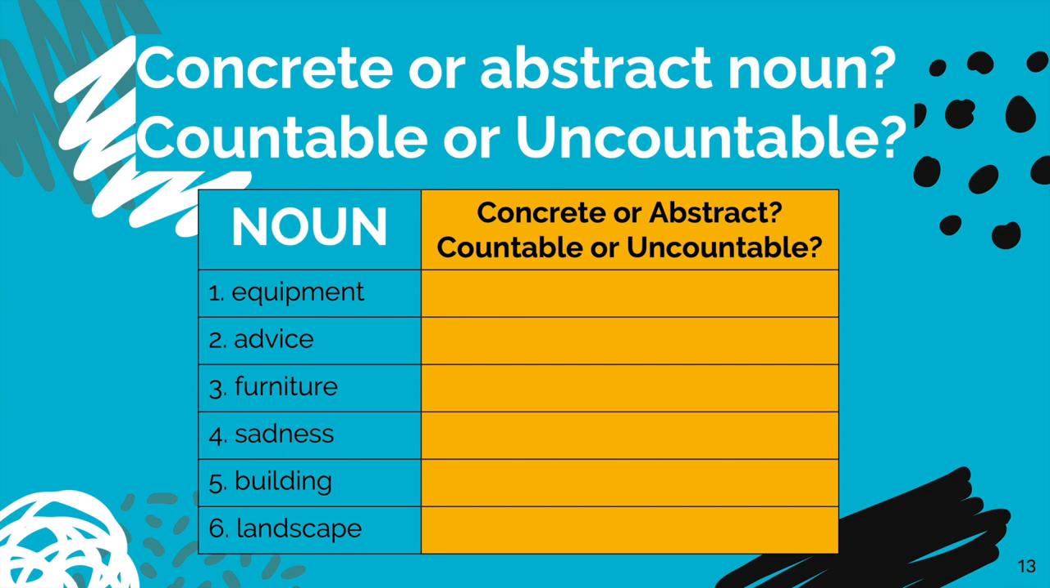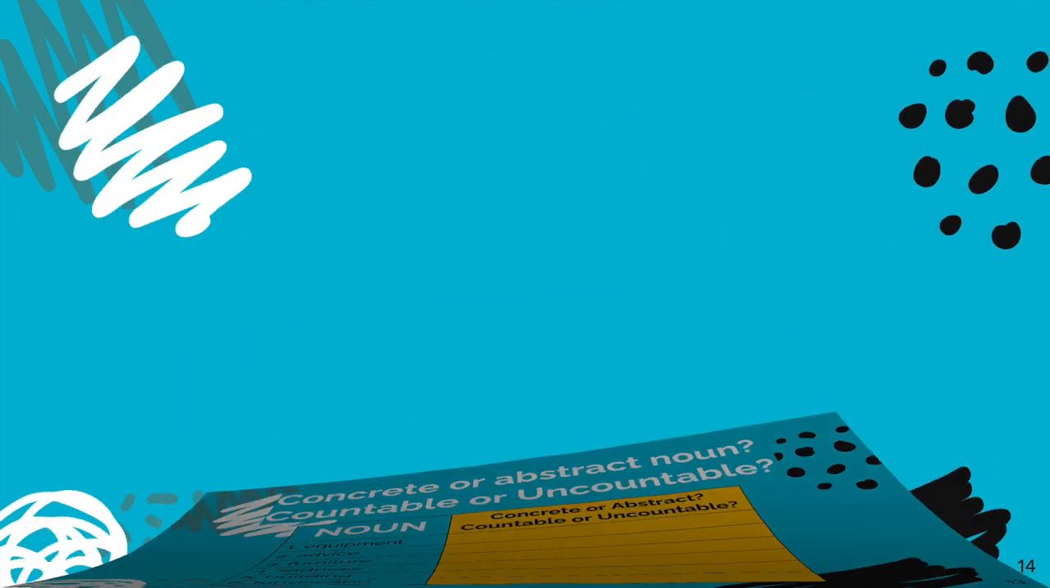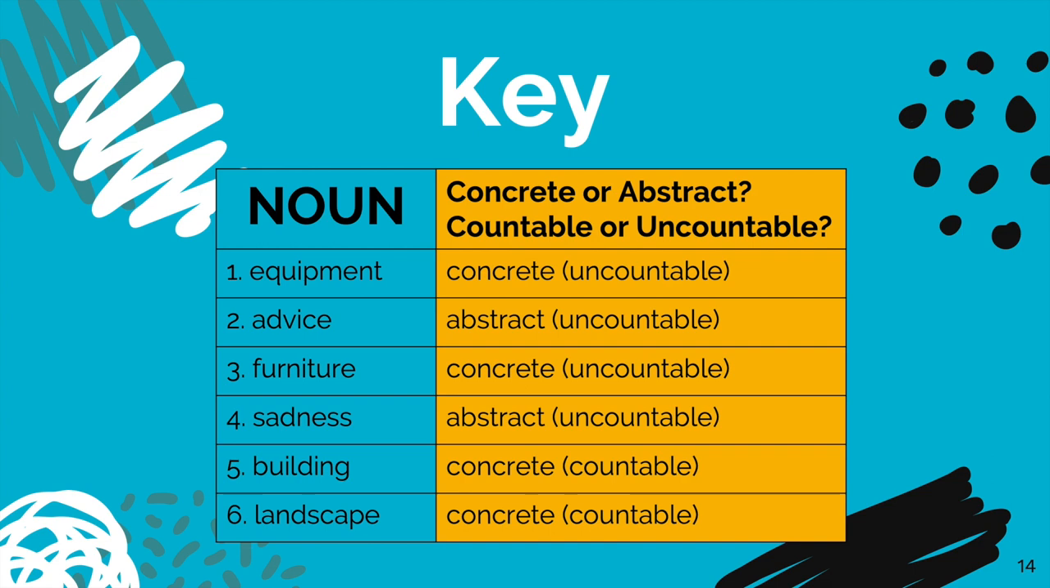Now that you have completed this exercise, let's take a look at the key. Equipment is a concrete and uncountable noun, so you cannot say equipments. You can say a piece of equipment. Advice is an abstract noun and is uncountable. So you cannot say advices, you have to say a piece of advice. Furniture, the same thing, is uncountable and is concrete. Sadness is an abstract noun and is uncountable. Building is a concrete noun and is countable, so you can say buildings. Landscape is a concrete noun and is countable, so you can say landscapes.